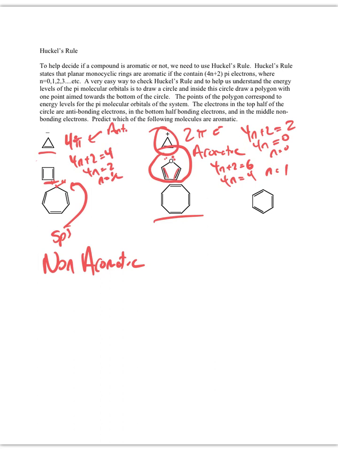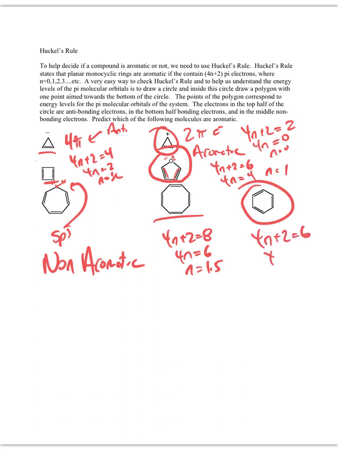Okay. And then the cyclooctatetraene has 8 pi electrons, so 4n plus 2 equals 8, 4n equals 6, n equals 1.5. Well, that's anti-aromatic again. And then benzene, 4n plus 2 equals 6, 4n equals 4, n equals 1. Benzene is aromatic also. Okay, so we can do this to help us decide, is it aromatic or not?